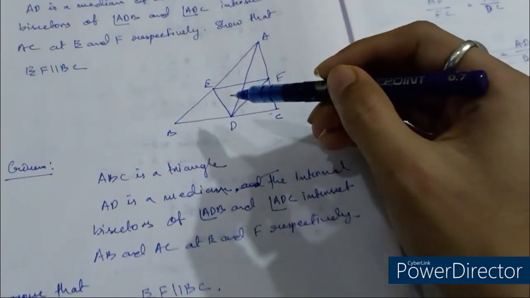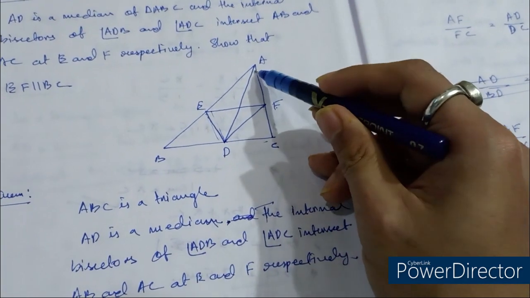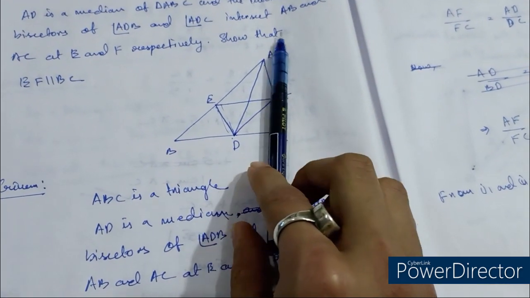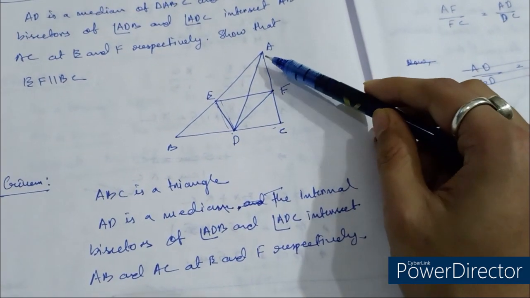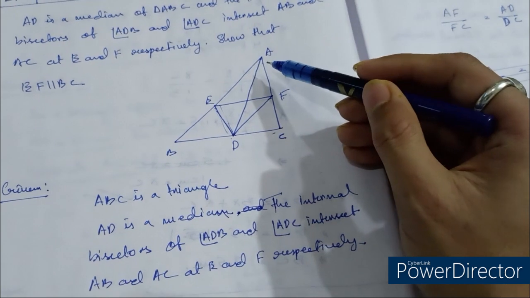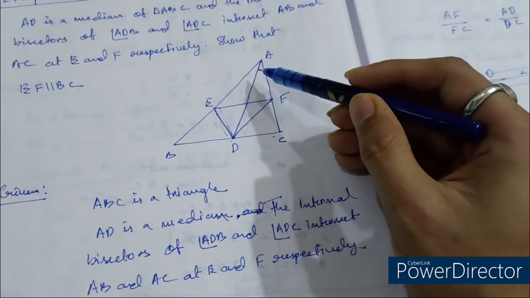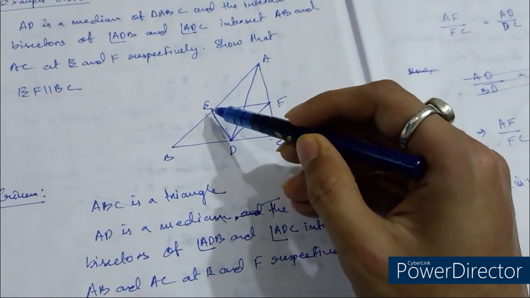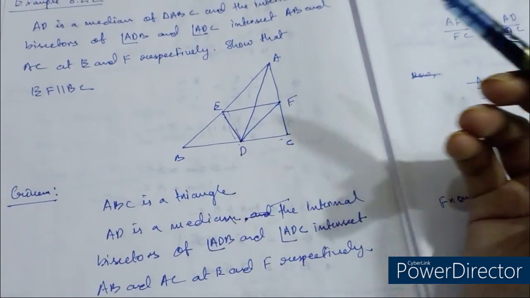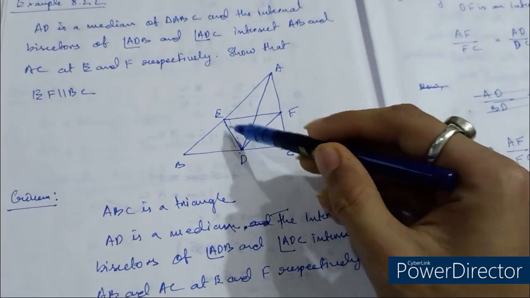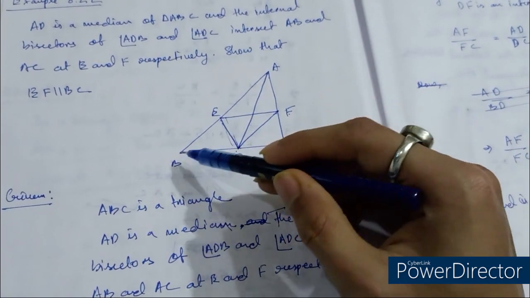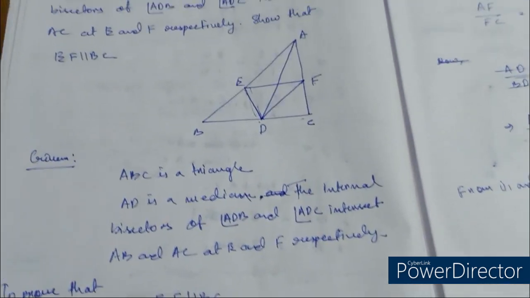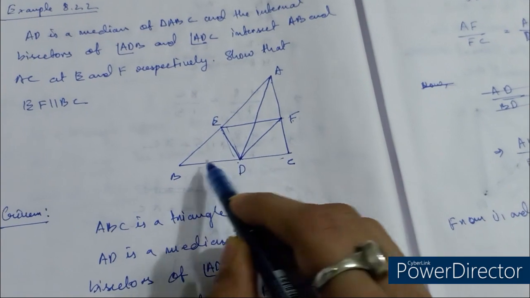Proof: since DE is the internal bisector of angle ADB, in this triangle, I can say that AD by BD is equal to AE by BE. Yes, this is from our theorem, the internal bisector theorem. This will be our equation 1. I have to prove that EF is parallel to BC.